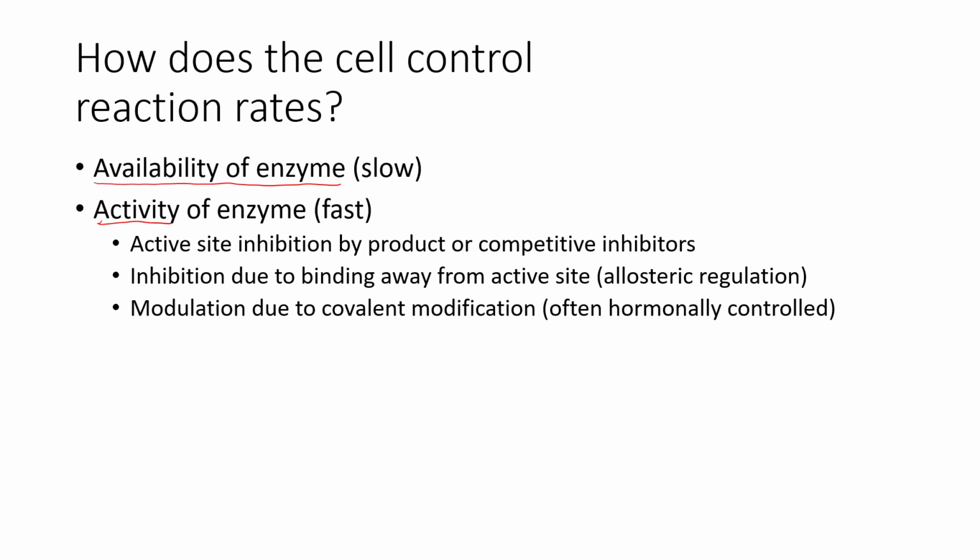Enzyme activity can also be controlled through inhibition due to binding somewhere away from the active site. And this is called allosteric regulation. It's similar to the competitive inhibition, except the binding of the inhibitor is not at the active site. It's at some other part of the enzyme. And finally, what we'll discuss more today is using modulation from covalent modification of that enzyme. And these covalent modifications of enzymes are often ultimately controlled by signaling through hormones.